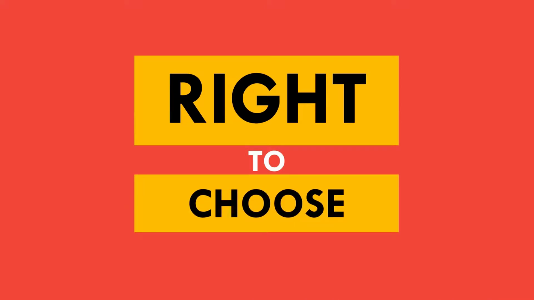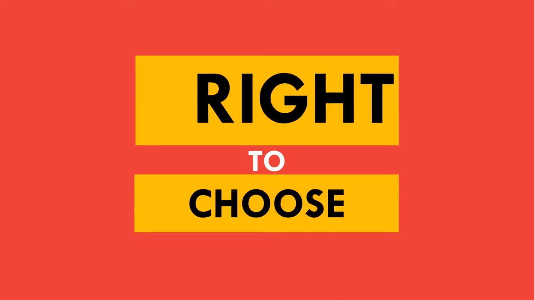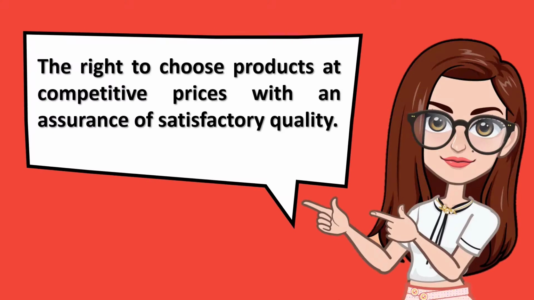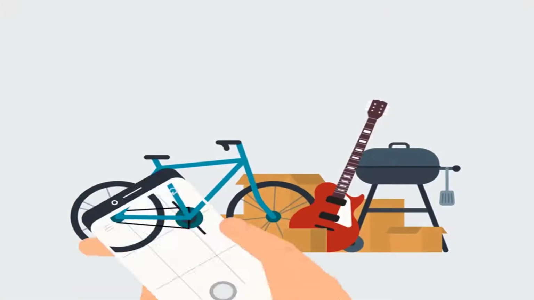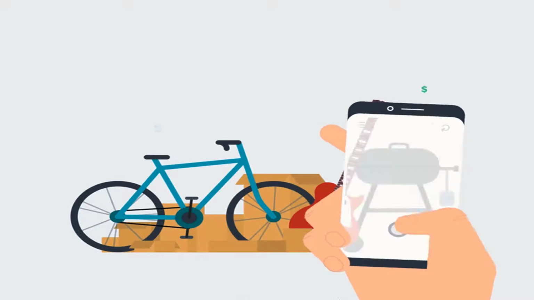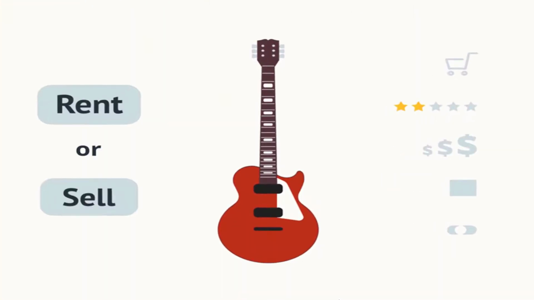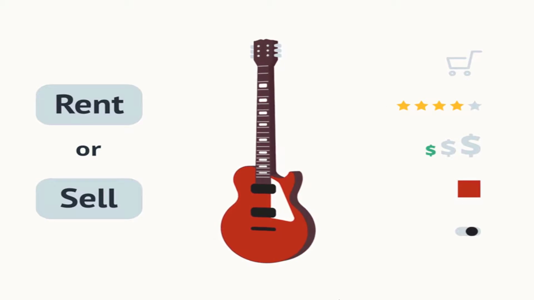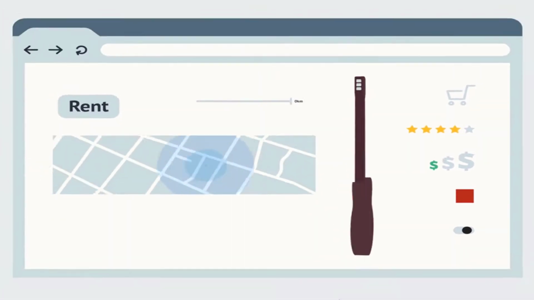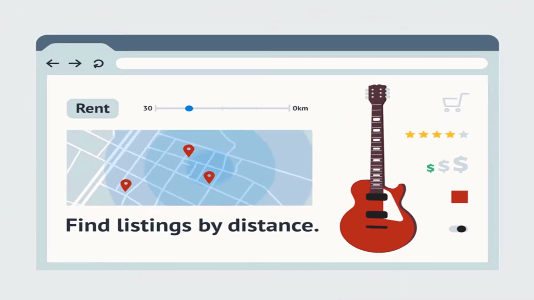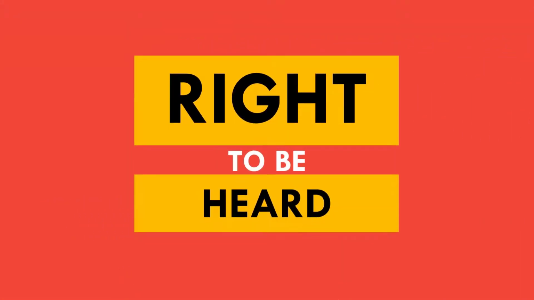The right to choose. The fourth consumer right is the right to choose, which is the right to choose products at competitive prices with an assurance of satisfactory quality. This implies that dealers and traders should offer a wide variety of products to consumers and not pressure them to buy their poor goods.